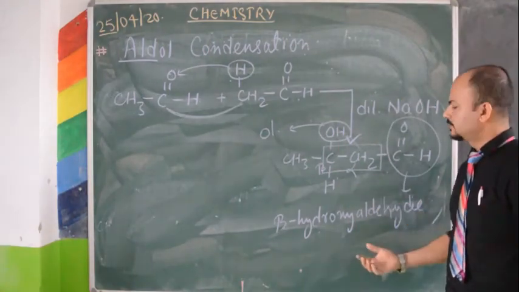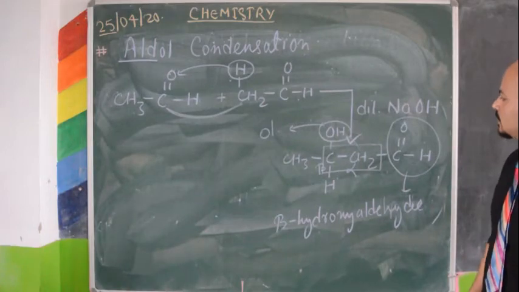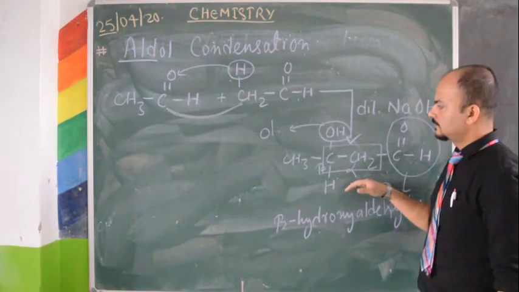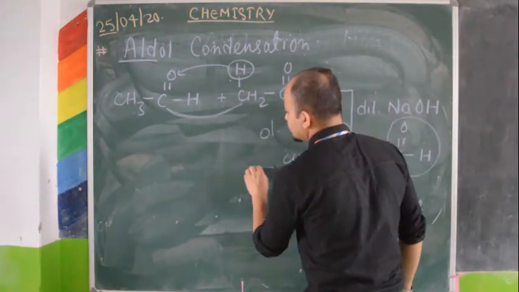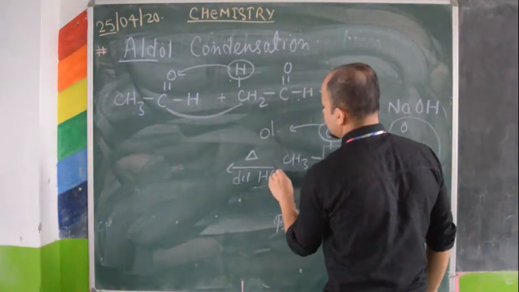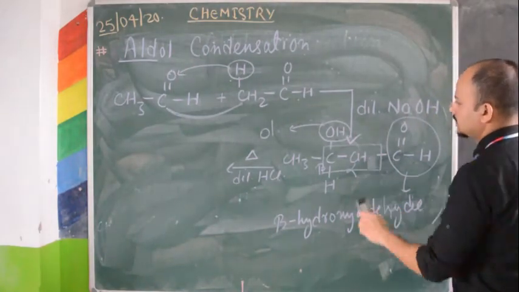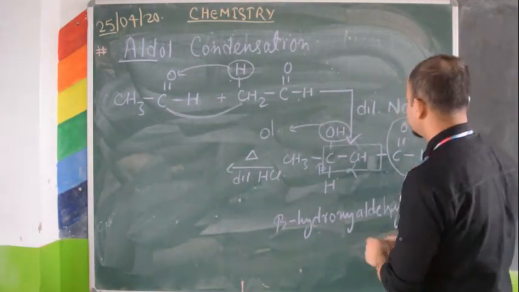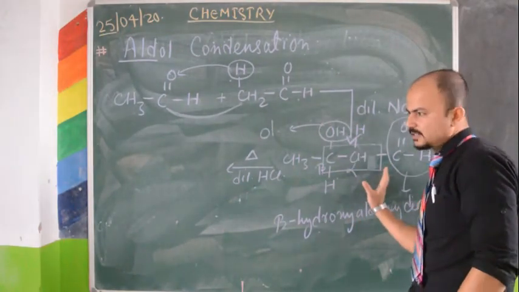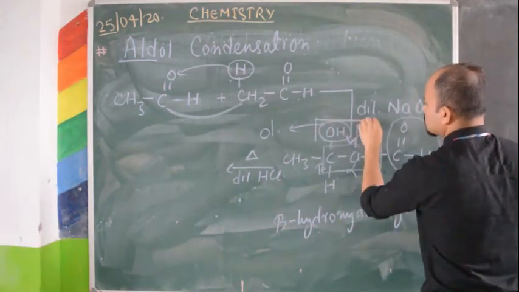Okay, this is the product that we obtain after aldol condensation. Now, if this compound is heated in the presence of, say, dilute HCl, what will happen? Elimination of a water molecule takes place. This product is stable, but if it is heated, then a molecule of water will come out from here.